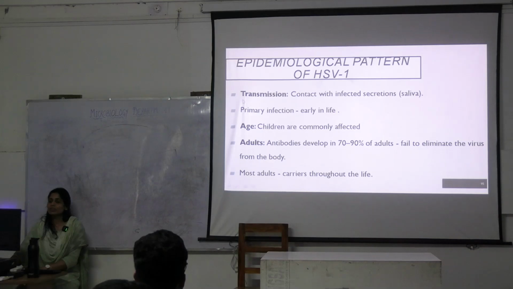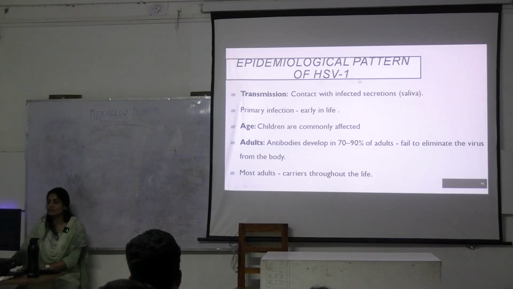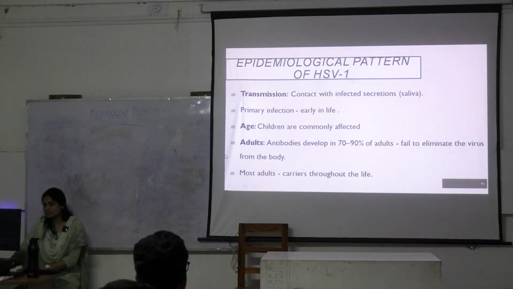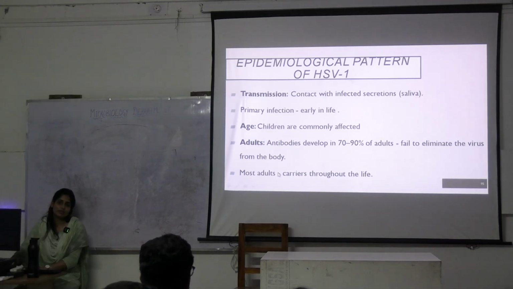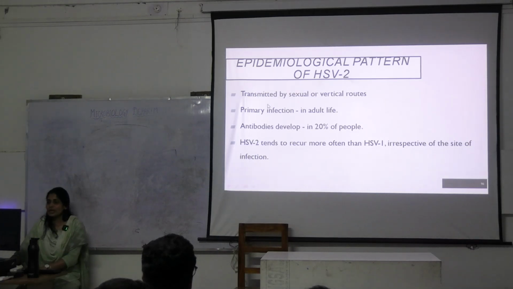Most importantly, how does the transmission occur? Transmission occurs through contact with the infected person and secretions. Children are most commonly affected because they cannot keep their own hygiene. And most adults are carriers throughout life, but they do not give this infection unless there is active disease going on in their body. They can also be transmitted through sexual and vertical routes.